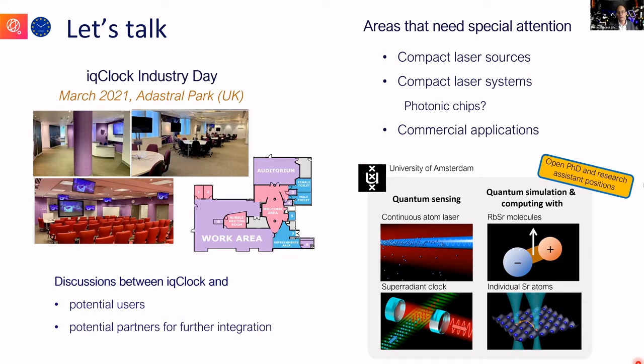And we can discuss all of this. Also, in my lab in Amsterdam, I'm not only developing superradiant clocks, we are also hopefully developing the first continuous superradiant atom laser for atom interferometry. We use ultracold rubidium-strontium molecules for quantum simulation and individual strontium atoms for quantum computing. We can discuss all of this now, or if you send me an email or Zoom.